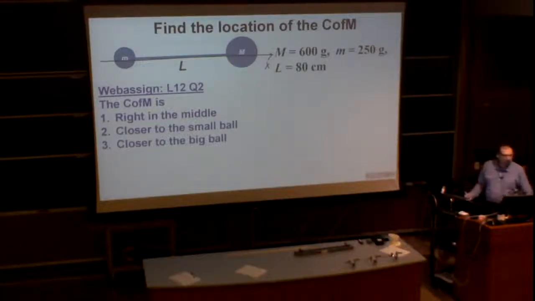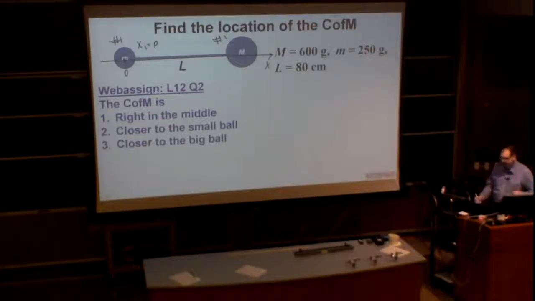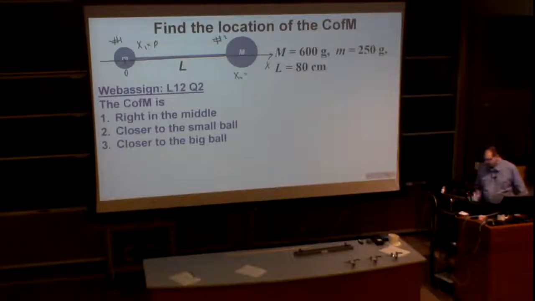Where can we choose the origin? Anywhere. Normally we would choose it at the most left location, so all other numbers will be automatically positive. So at the location of this ball, we can choose the origin. We set zero here. So if we call objects number one and number two, x1 automatically becomes equal to zero because we set it to zero. But x2 automatically becomes equal to 80 centimeters.